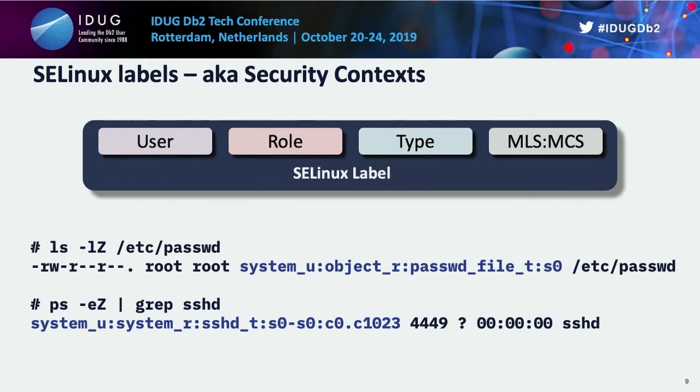So SELinux has taken over the dash capital Z option for most command line utilities to say, show me the SELinux information. So ls, ps, and lots of others have a dash capital Z, and it's going to spit out that information. So here we see the password file, /etc/passwd, has a passwd file type, system user, object role, etc. And the running process, the SSH daemon here, has similar attributes. Okay, everything has a label. So that's the number one thing to keep in mind. It's a label-based system.